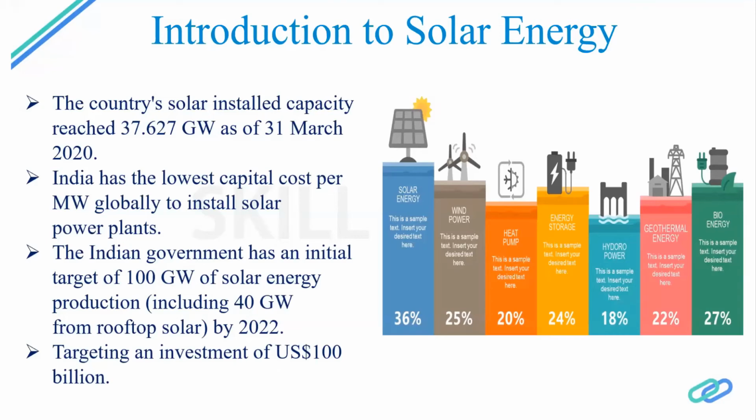According to the calculation provided by researchers, any solar plant installed in India can get profit from the ninth year of the installation. Just to give a note on this, the life cycle of a PV plant is usually 25 to 30 years. So you can get profit from the 10th year onwards. Keeping these figures in mind, the Indian government has an initial target of 100 gigawatts of solar energy production, including 40 gigawatts from rooftop solar by 2022, which will ensure an investment of 100 billion US dollars.